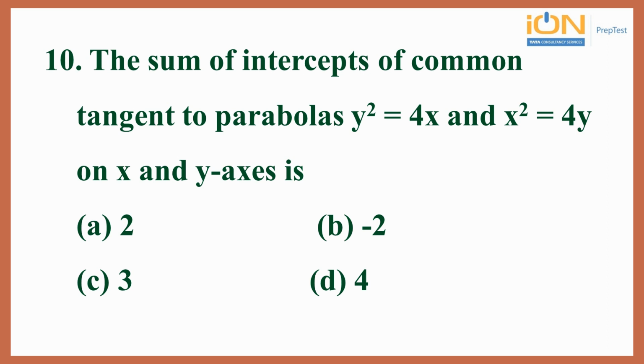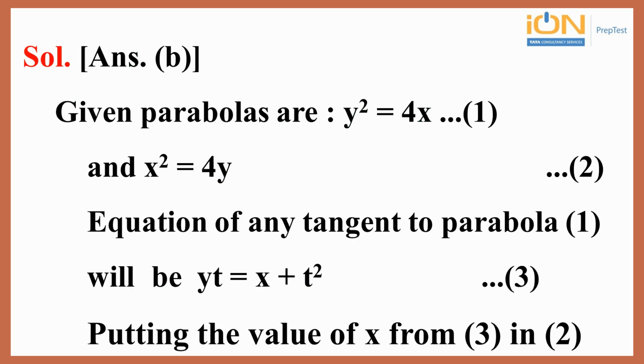Let's move to the next question, 10. The sum of the intercepts of the common tangent to the parabolas y² = 4x and x² = 4y on the x and y axis is: first option A, 2; second option B, −2; third option 3; and fourth option 4. The answer is B. Let's explain how it goes.